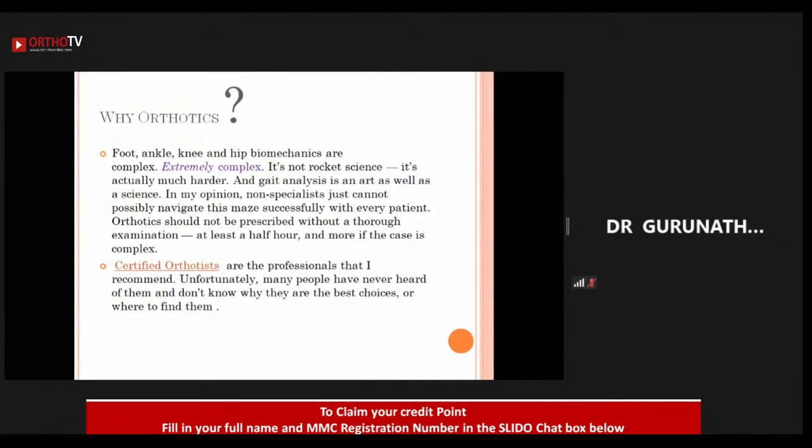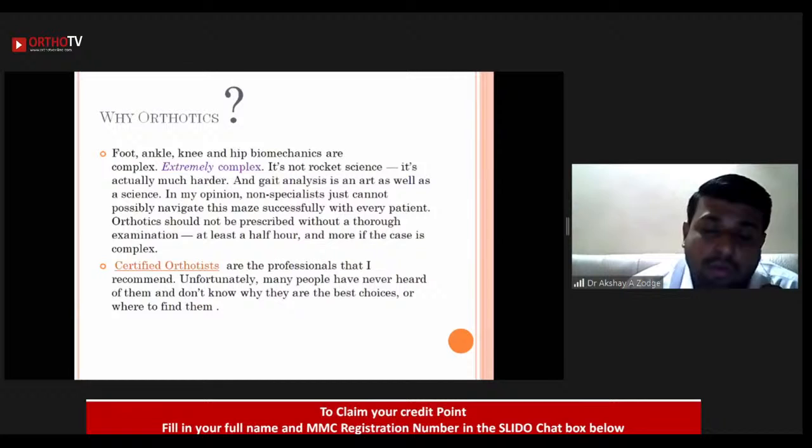Orthotics should not be prescribed without a thorough examination. It has to take at least half an hour, or more in complex cases. A certified orthotist is the professional that I always recommend. Unfortunately, many people have never heard about them or don't know where to find them. So it's a loophole in the rehabilitation team.